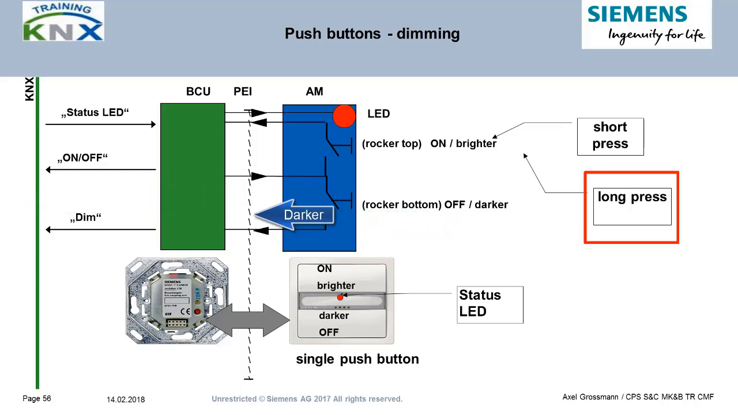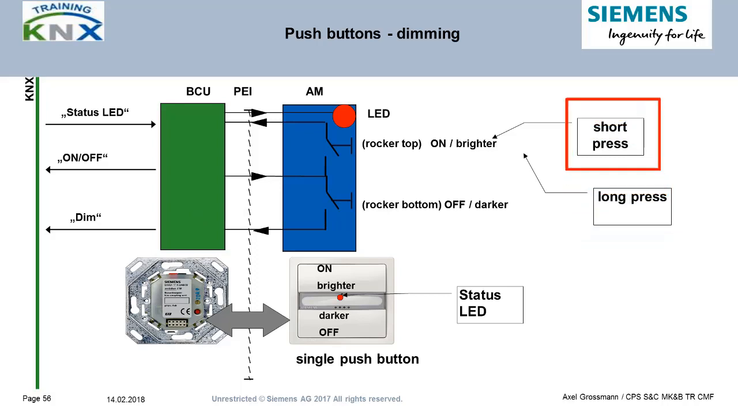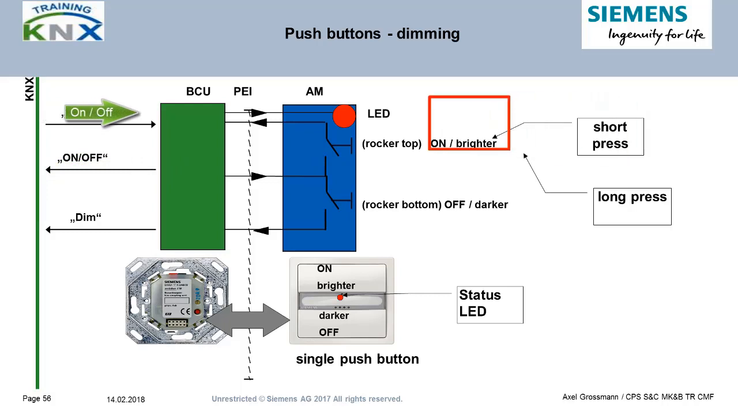The push button, however, has three objects. So there is another one for switching, which is used with short button operations. Rocker top equals on, rocker bottom equals off. And the third one is a status object, which receives the message sent by the actuator to operate the status LED corresponding to the current lighting status.